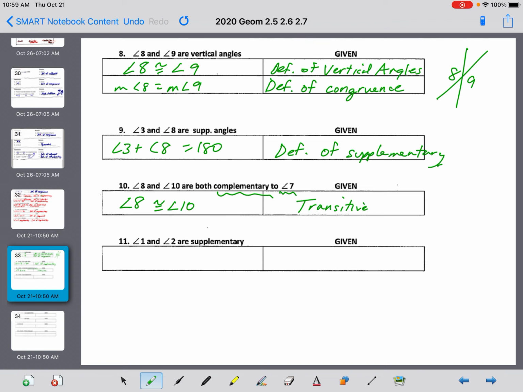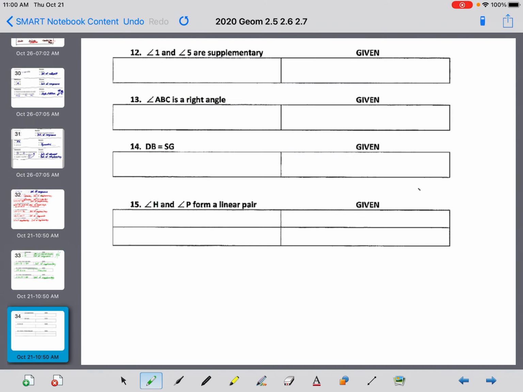Number 11 is just like number 9. Angle 1 plus angle 2 equals 180. Definition of supplementary. Okay, let's see, keep checking in here. Moving down to number 12, this one's just the same thing. Angle 1 plus angle 5, they're kind of hitting this one a lot, 180. Definition of supplementary.